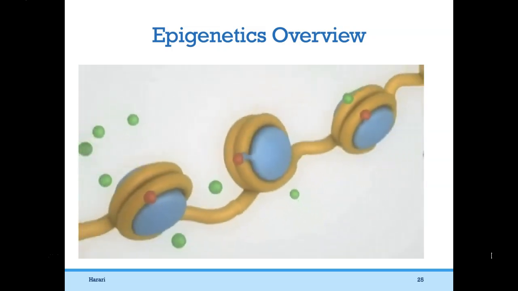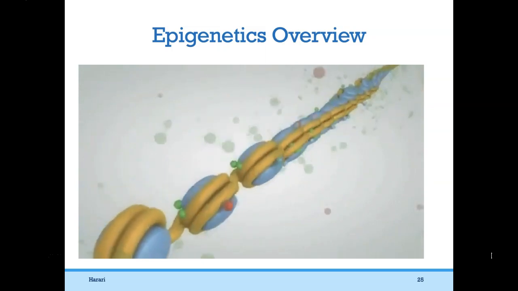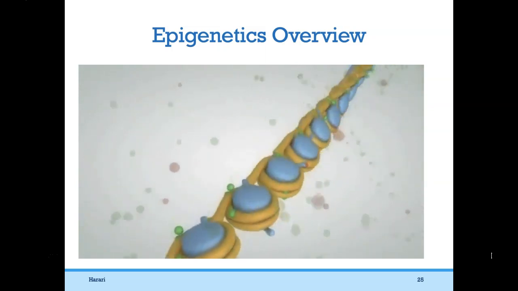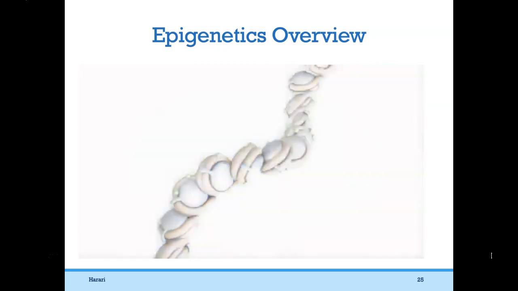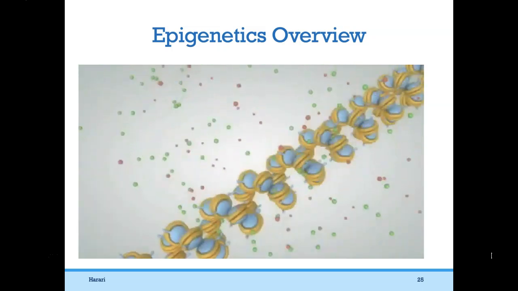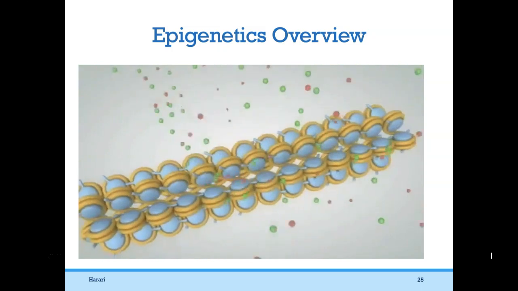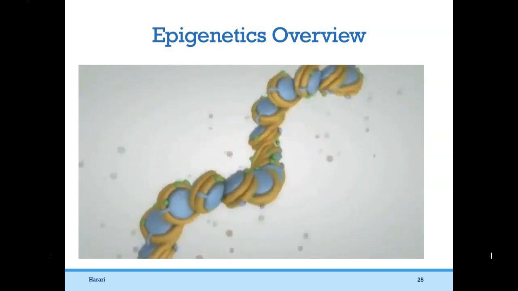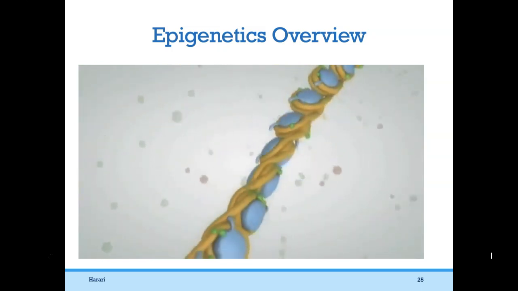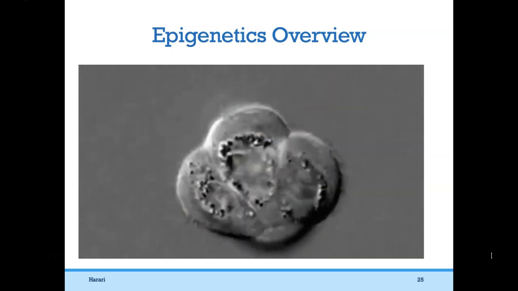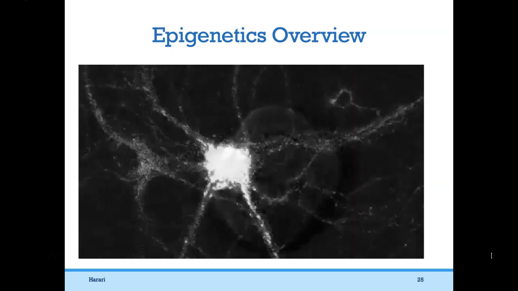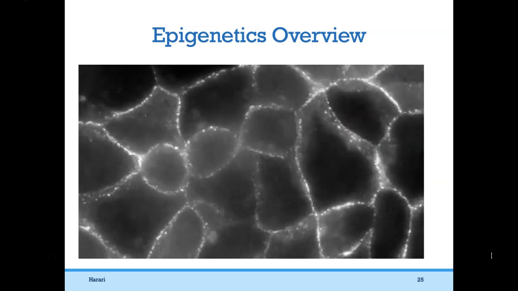The epigenome shapes the physical structure of the genome. It tightly wraps inactive genes, making them unreadable. It relaxes active genes, making them easily accessible. Different sets of genes are active in different cell types.